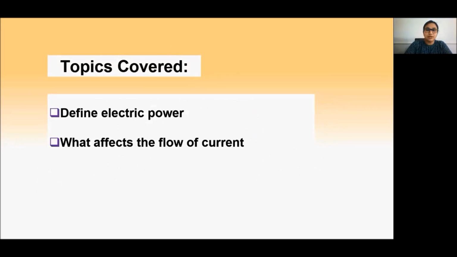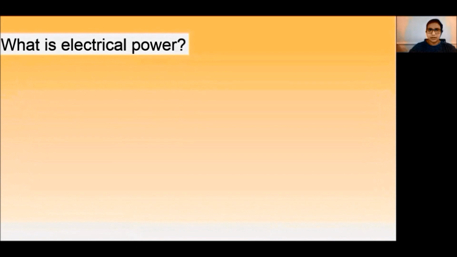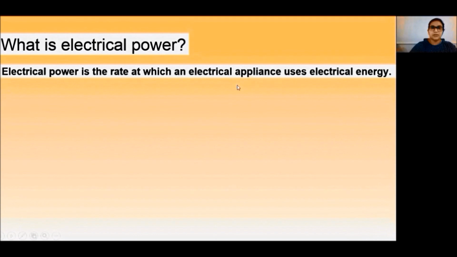These are the topics that will be covered during this session. Define electric power, what affects the flow of current, define and explain resistance. So what is electrical power? You have studied that the rate of doing work is power. This is also the rate of consumption of energy. So electrical power is nothing but the rate at which an electrical appliance uses electrical energy.